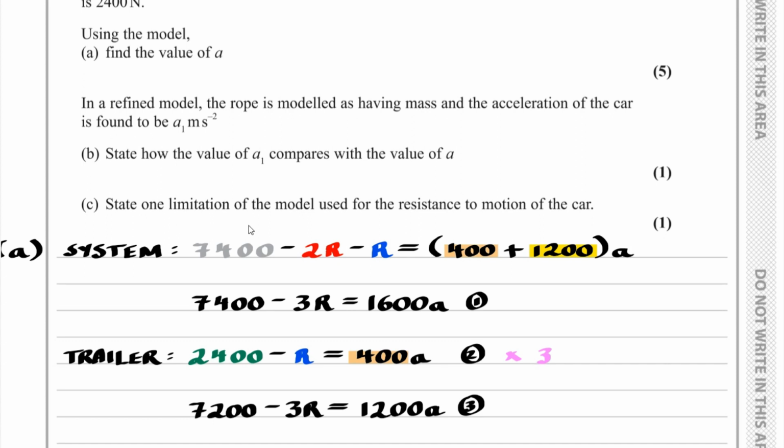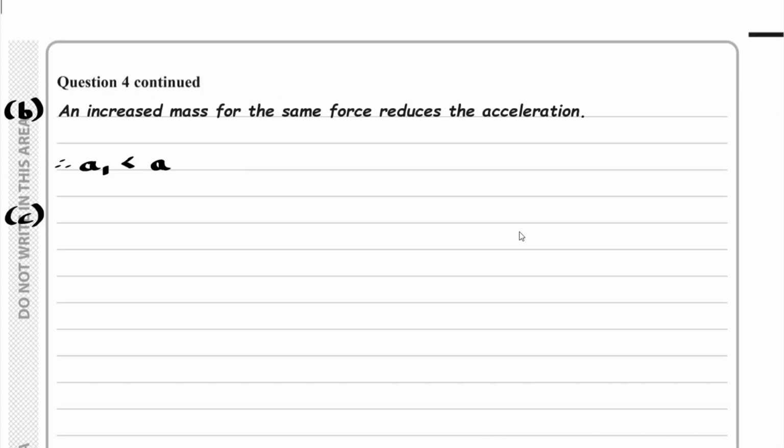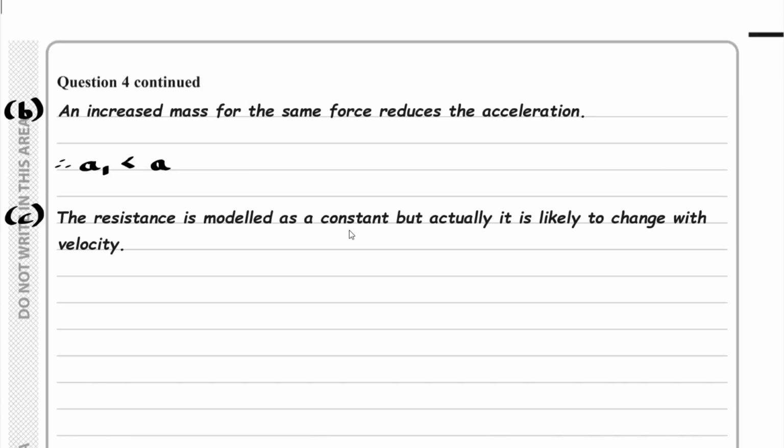We now have to state one limitation of the model used for the resistance to motion of the car. So for part C, the resistance is modelled as a constant, but actually it is likely to change with velocity. So resistance is no longer constant.